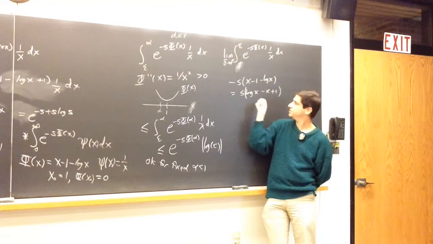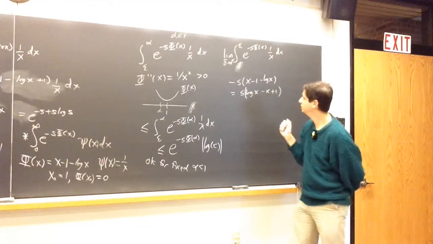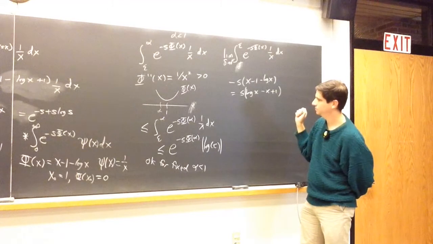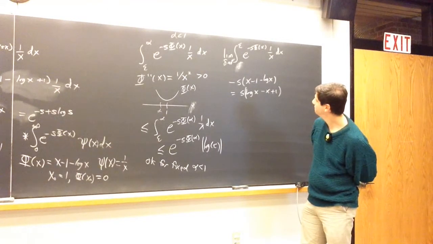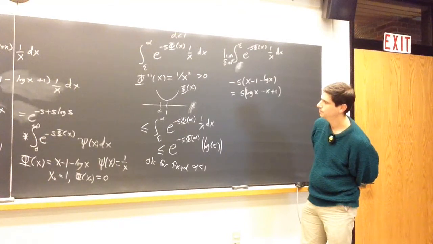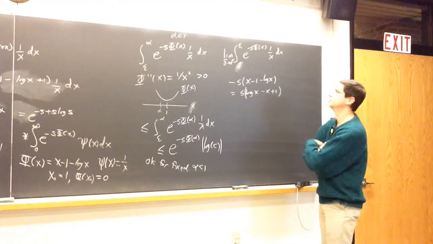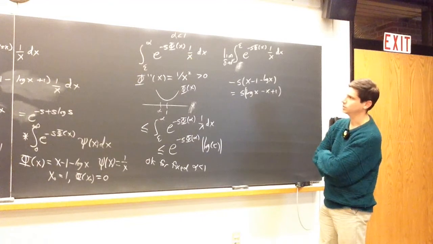And I claim if x is really, really small, let me make sure I'm doing this right. Do we lose a minus sign? Wait a minute. I'm worried now that we've made a slight mistake. We had log x with a positive sign.